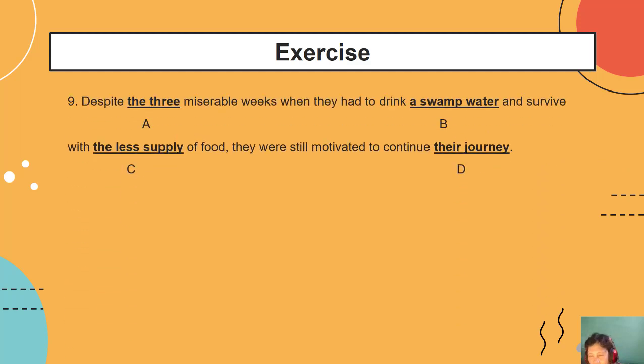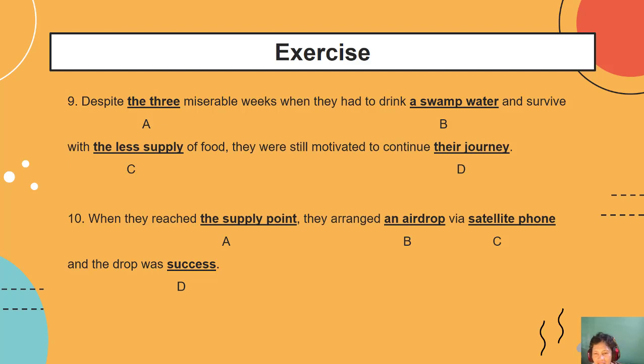Okay, the next. Despite the 3 miserable weeks when they had to drink a swamp water and survive with the less supply of food, they were still motivated to continue their journey. Yes, correct. A swamp water, because water is uncountable. So we cannot say a.